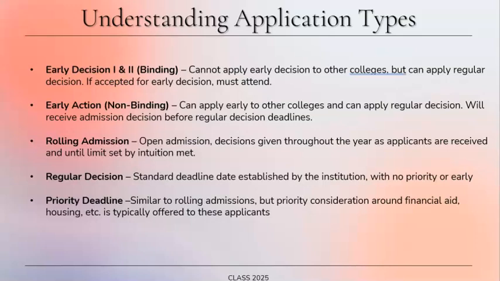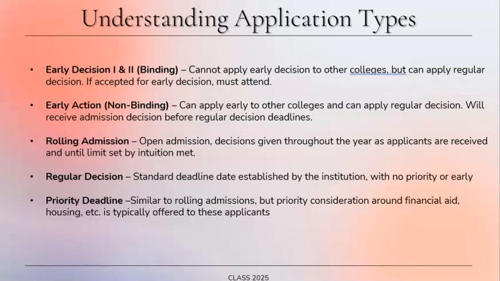With early decision, think of it as definite. It's binding. You cannot apply early decision to other colleges, but you can apply regular decision. Just know, if accepted for early decision, you must attend. In contrast, there's early action. That's non-binding. A student can apply early to other colleges and can apply regular decision as well. You'll just receive your admission decision before regular decision deadlines.